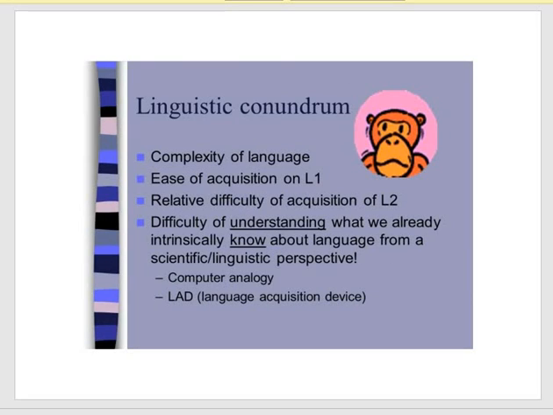Linguistic conundrum. Complexity of language, ease of execution in language 1, relative difficulty of acquisition in language 2, and difficulty of understanding. But we already instinctively know about language from a scientific linguistic perspective: the computer analogy and the layered language acquisition device.